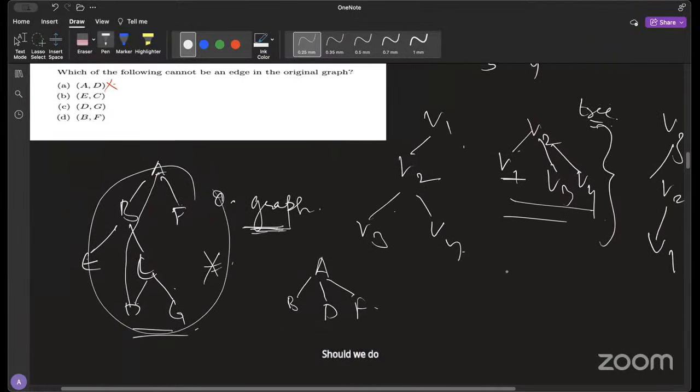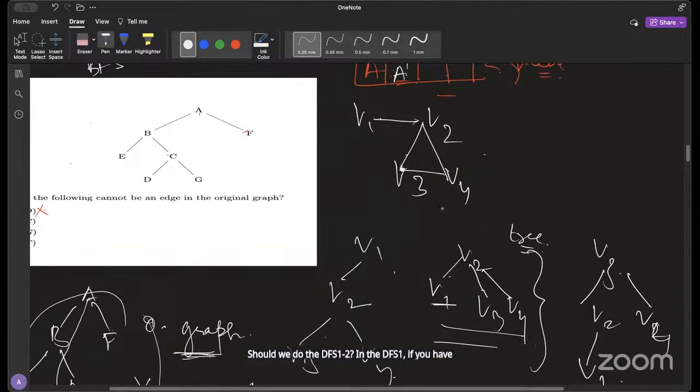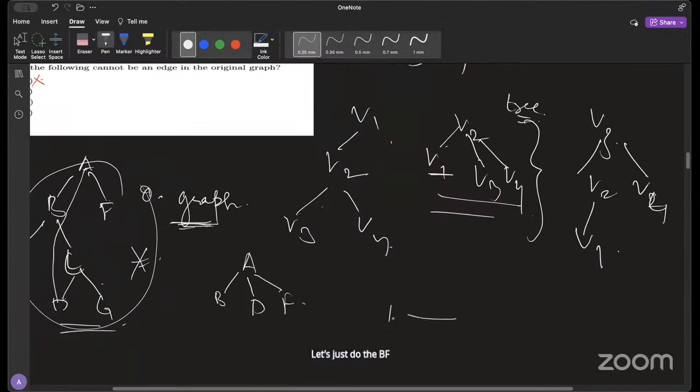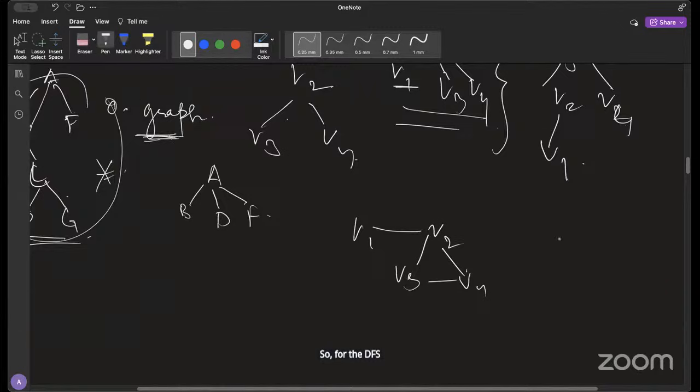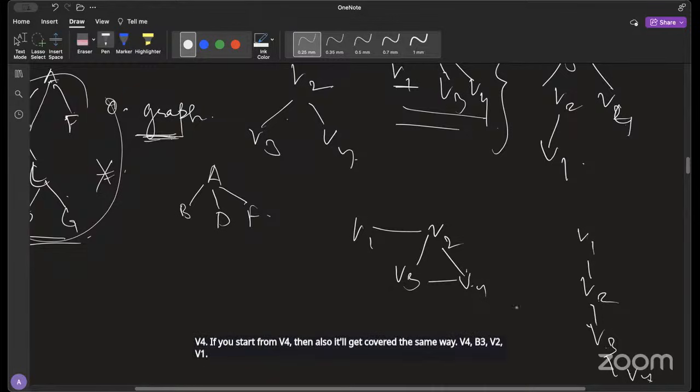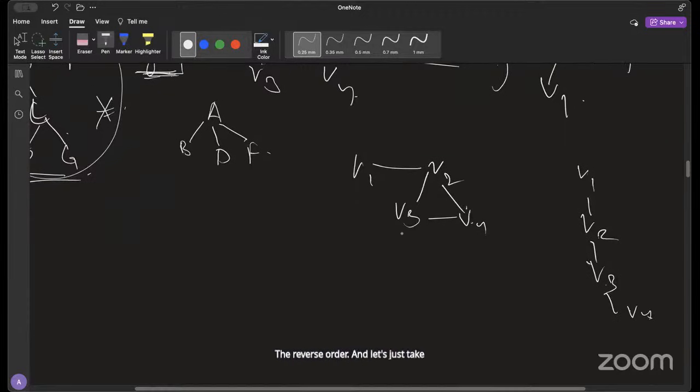Should we do the DFS one too? In the DFS one, if you have this graph, let's just do the DFS approach for the same one, V1, V2. For the DFS one, you go depth first. So this will get covered like this: V1, V2, V3, V4. If you start from V4, then also it will get covered the same way, V4, V3, V2, V1, just in the reverse order. And let's just take some other graph where V5, V6, V7, if you have this graph.